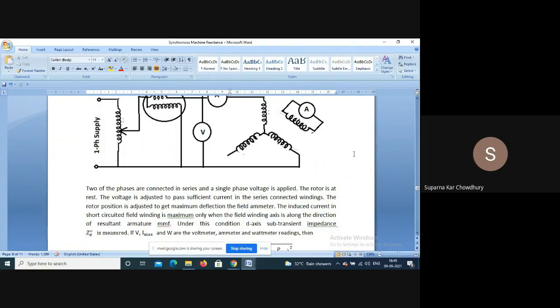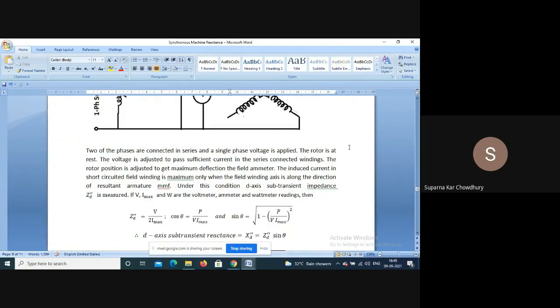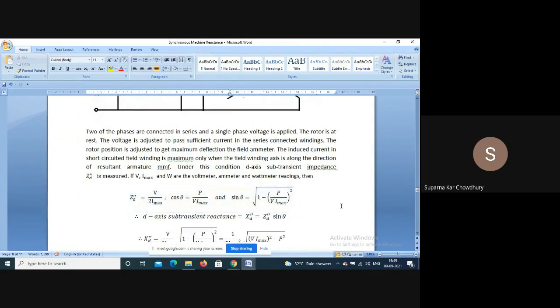Under this condition, the D-axis subtransient impedance Z_d double dash is measured. We measure the voltmeter, ammeter, and wattmeter readings. So from there, Z_d double dash is equal to V by twice Imax, twice Imax because the two windings are connected in series. Then cos theta is equal to P by V Imax, so we get sin theta. So the D-axis subtransient reactance will be X_d double dash equals Z_d double dash sin theta.